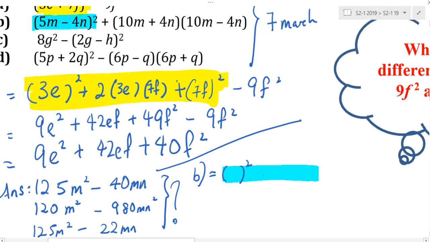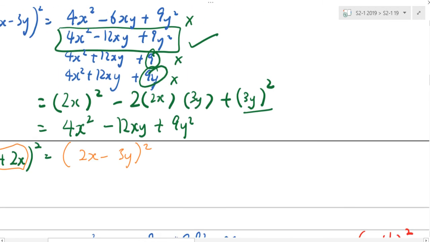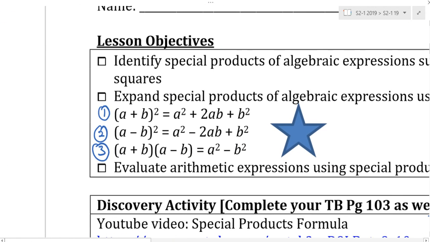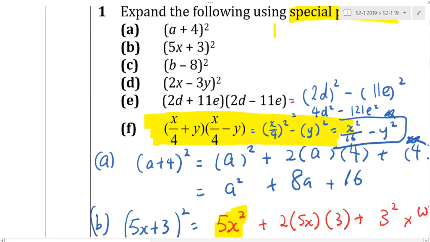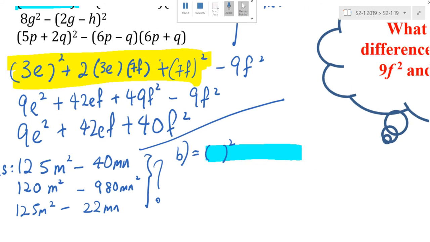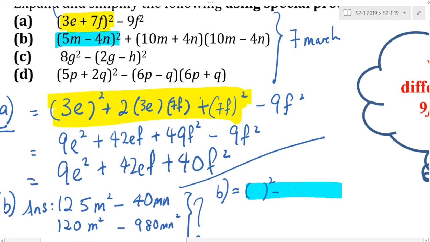I have something square. Don't know. If you cannot remember anything, my suggestion is go back and memorize these three formulas. Either it falls under pattern 1, pattern 2, or pattern 3. Jolie can follow? Can you tell me the blue color thing falls under pattern 1, 2, or 3? 2. So 2 means I will have something squared and what? Minus what? 2 what?